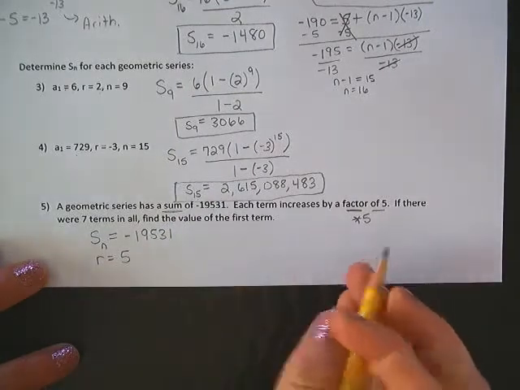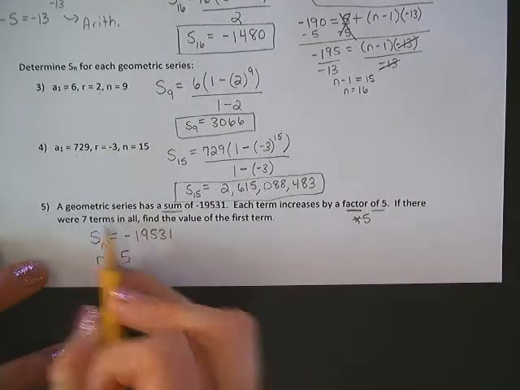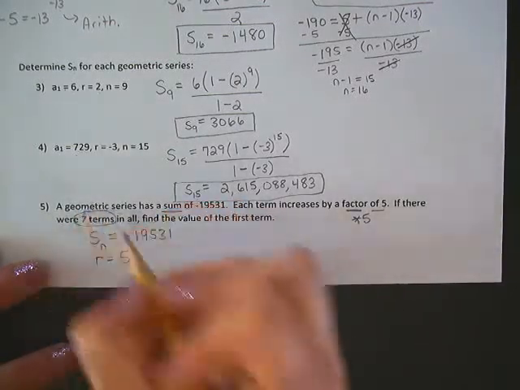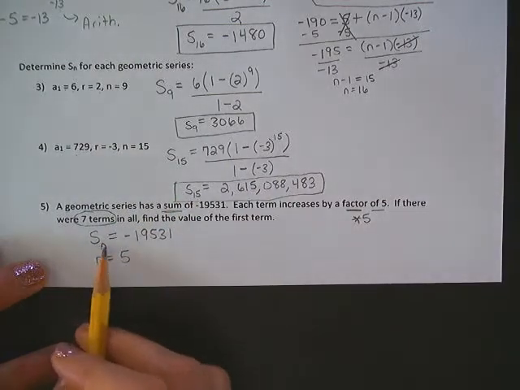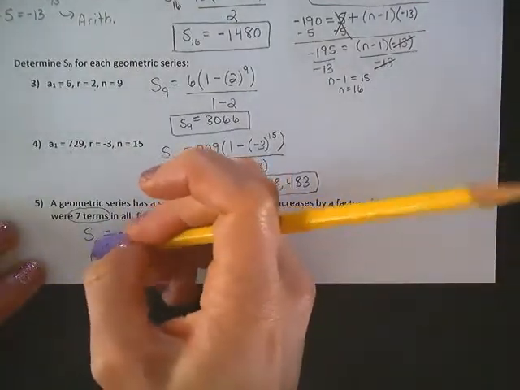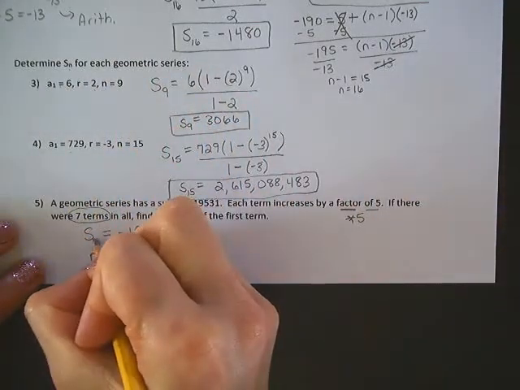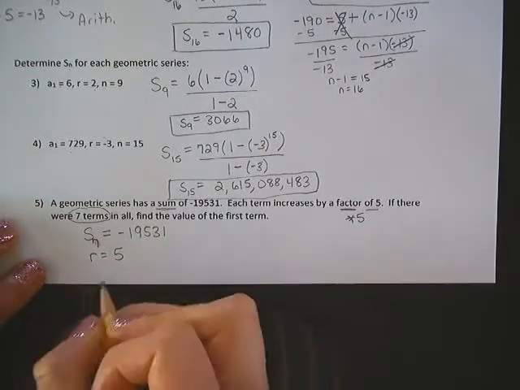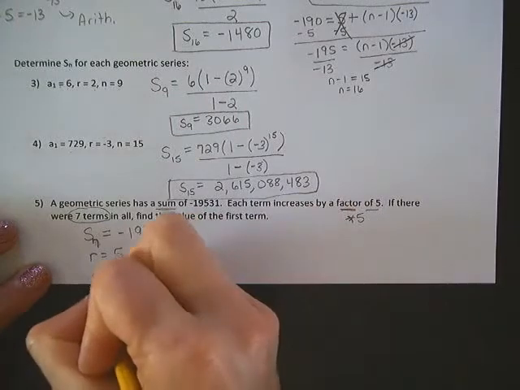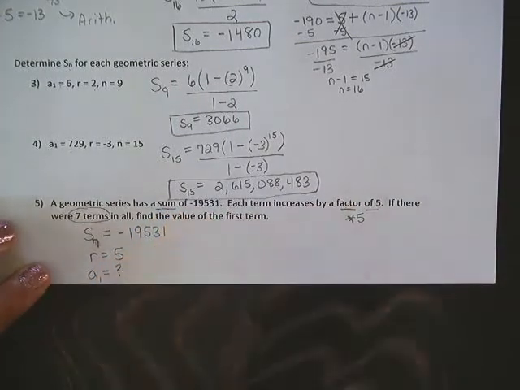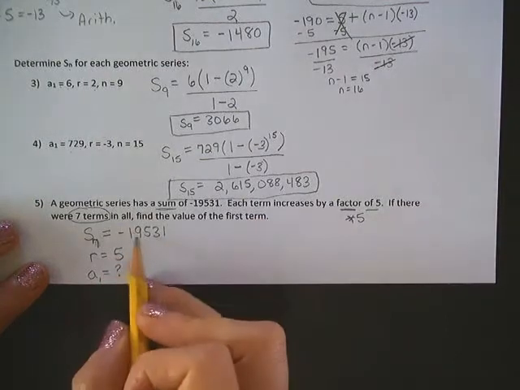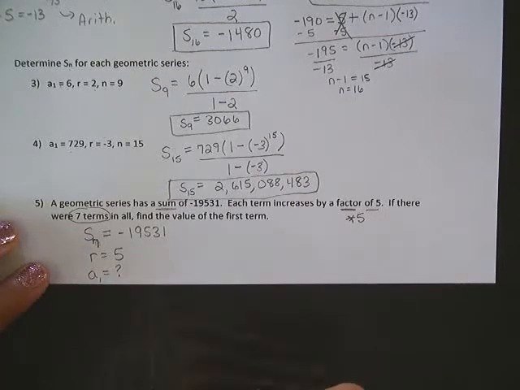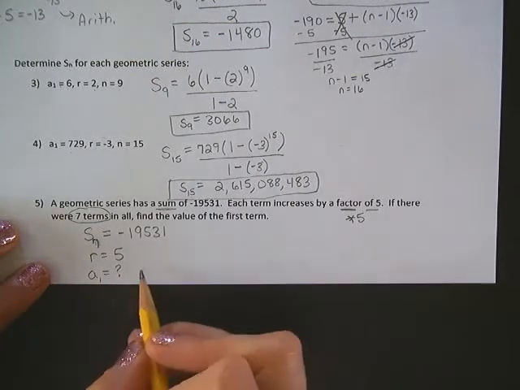And it says if there were 7 terms in all, find the value of the first term. So this means that there were 7 terms that they added up. So we can actually go back and fix this because they told us that they added up 7 terms. So this is actually the sum of the first 7 terms of that sequence. And what they're wanting you to find is the first term. Now, there's 2 ways you could do this problem. You could think about, okay, well, this is the sum of it, and you can kind of try to reason through it, which would be a little harder. Or you can use the formula.